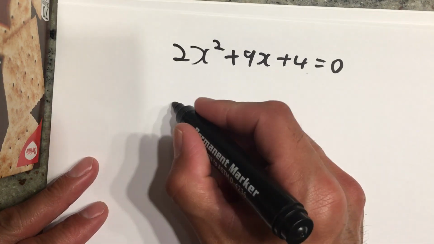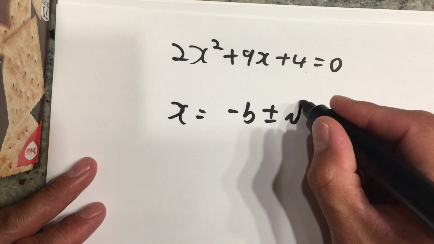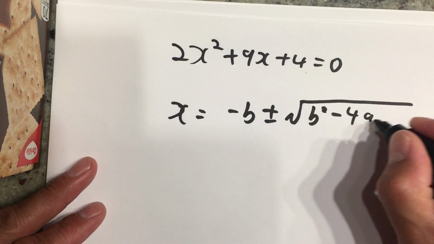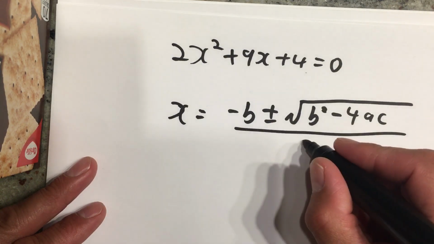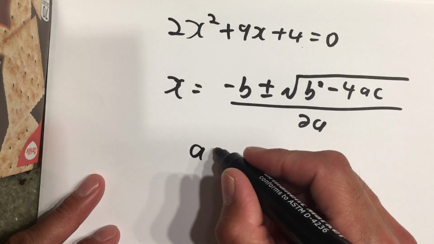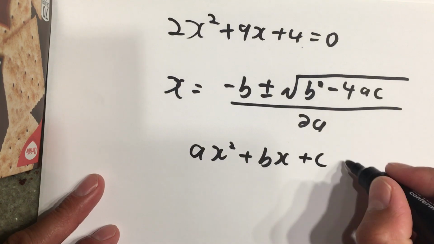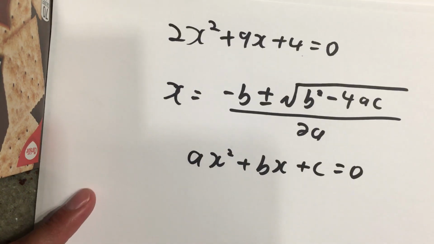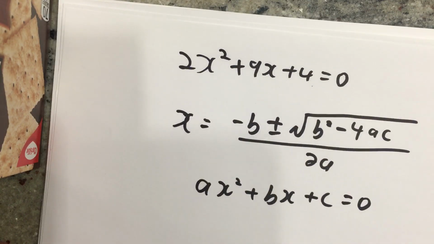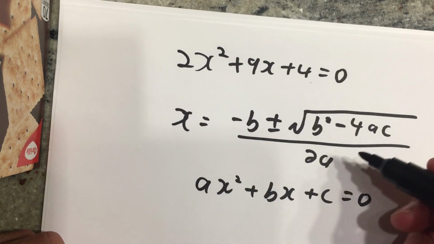The quadratic formula is written out like this. x is equal to negative b plus or minus the square root of b squared minus 4 times a times c, all over 2a, where a, b, and c are the numbers that are multiplied by x squared, x, and that number by itself, respectively. So in this case, a is 2, b is 9, and c is 4. They could be positive or negative. The only criteria for this to work is that a can't be 0.